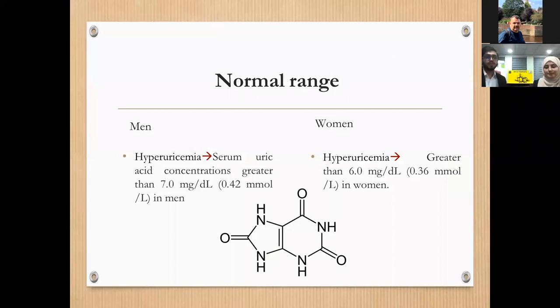In men, it is defined as 7 milligram per deciliter and above, and in women above 6 milligram per deciliter. Of course, uric acid, like any other substance present in our body, within the normal range is useful for our body, especially as it acts as an antioxidant. But when it exceeds the normal range, this is when the problem comes into existence.